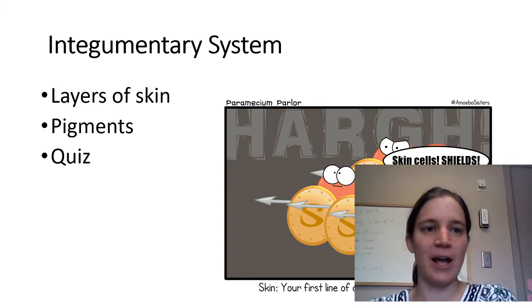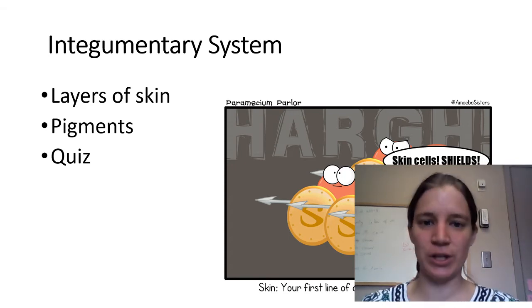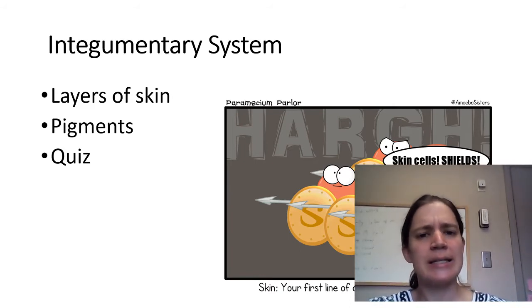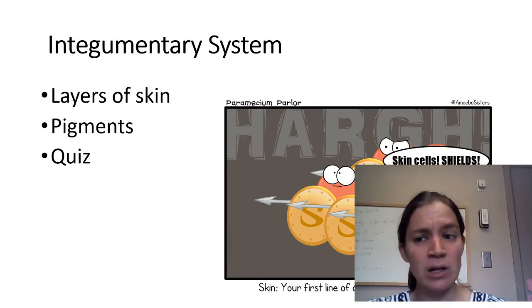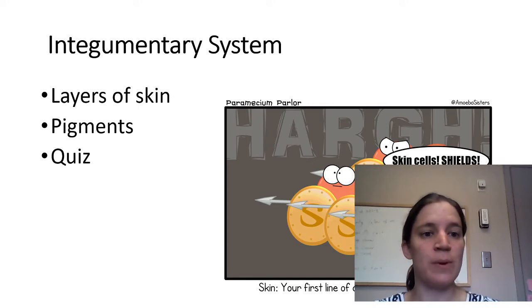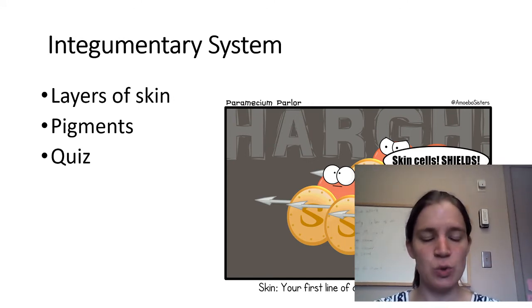So here we are. We've got skin. We're looking at the integumentary system, which is the skin, and it's also things like hair and nails. But today we're just looking at the first part, and so that's going to be layers of the skin and then pigment.